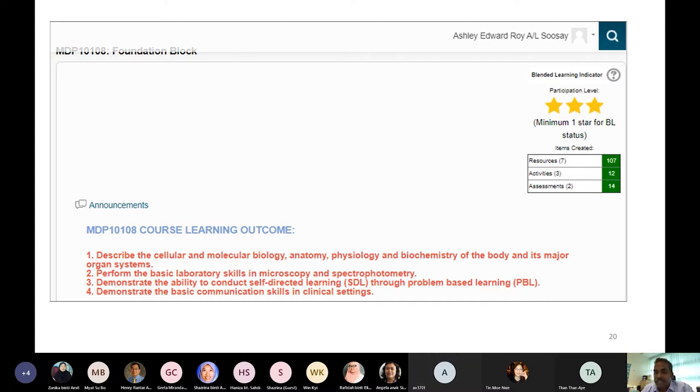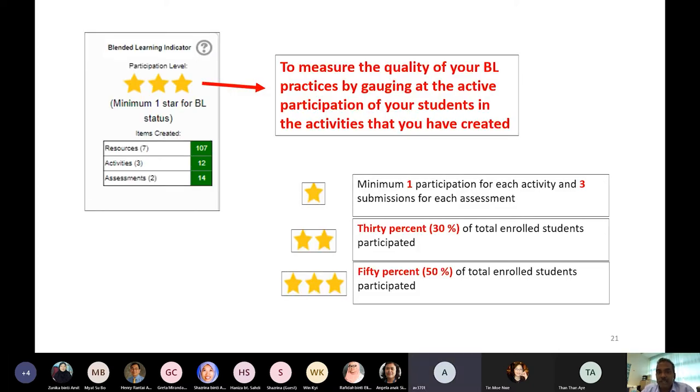Now, what does the star mean? Here's an explanation of what the star means and how you actually get the stars. It measures the quality of your blended learning practices by gauging the active participation of your students in the activities that you have created. Now, number one, if you get one star, what it means is basically one participation for each activity and three submissions for each assessment.